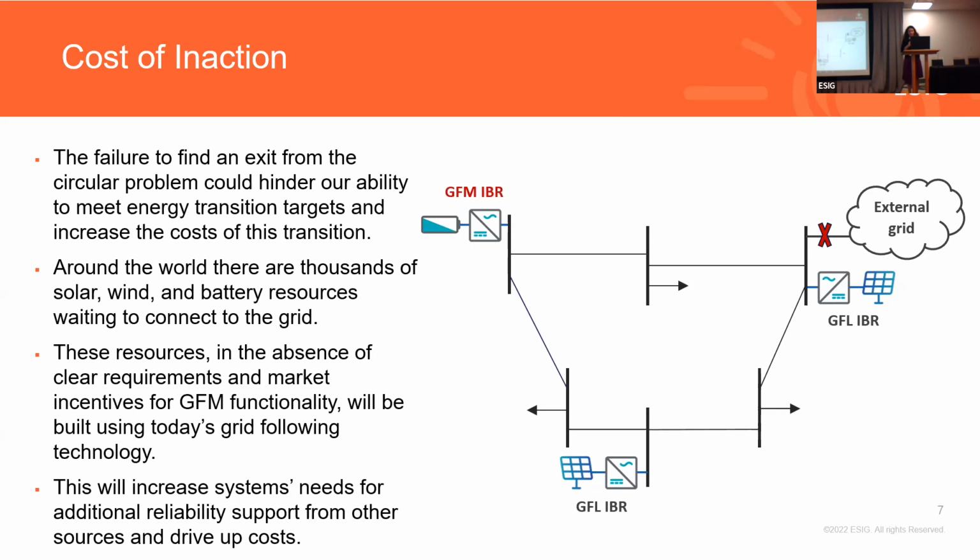But what you could have done instead is that if one of these resources had been built as grid forming to start off with, then you don't need this additional equipment to provide stabilization. You can get away with just these 3 resources and have a stable island just with that.